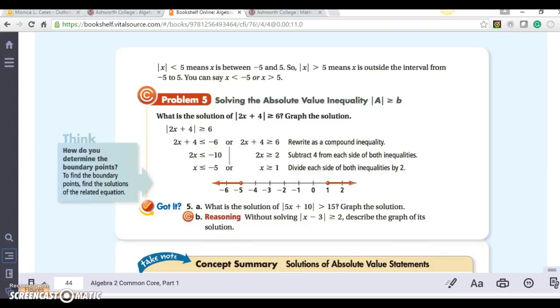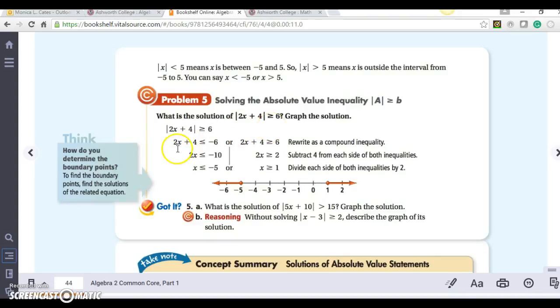Okay, let's take a look at problem 5, solving the absolute value inequality. Absolute value of A is greater than or equal to B. What is the solution of the absolute value of 2x plus 4 greater than or equal to 6? Graph the solution. So we know that we're going to have two different inequalities to solve.